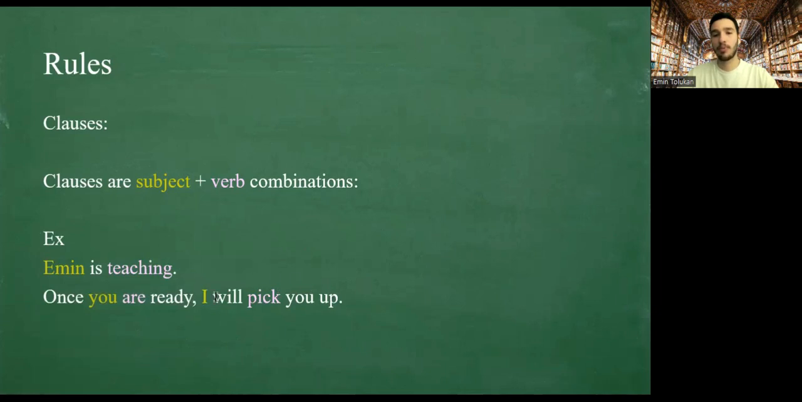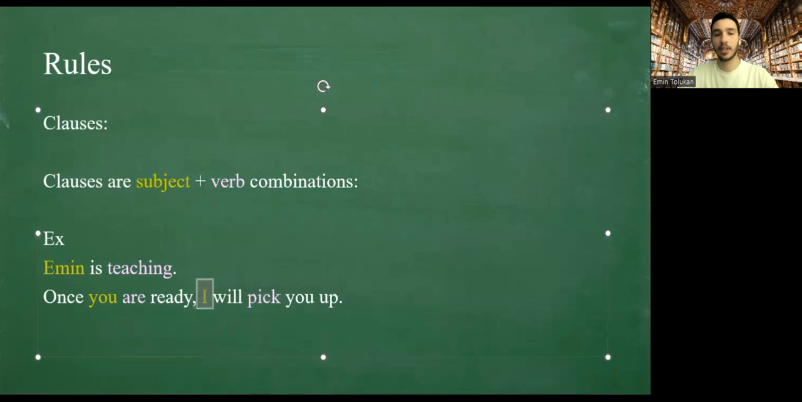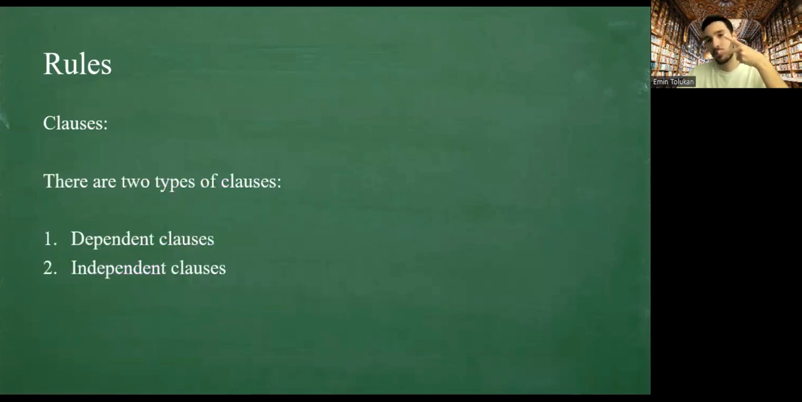I will pick you up. To pick somebody up is a verb, it's an action, and I here is the subject in the second part of the sentence. I have two examples of clauses in this case. There are two types of clauses, dependent clauses and independent clauses. What does it mean? What is a dependent clause? What is an independent clause?